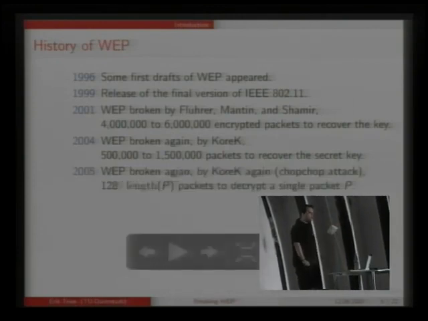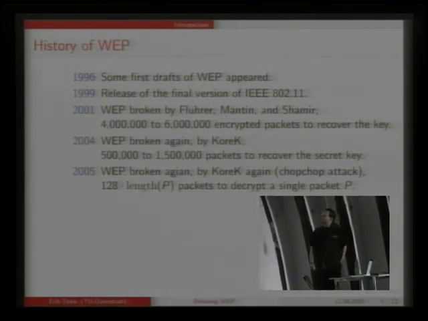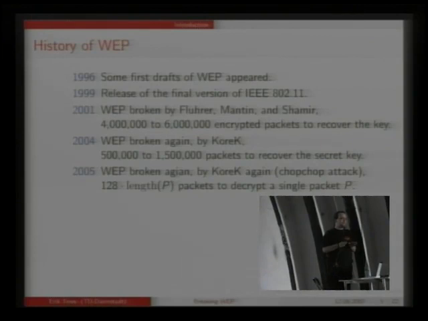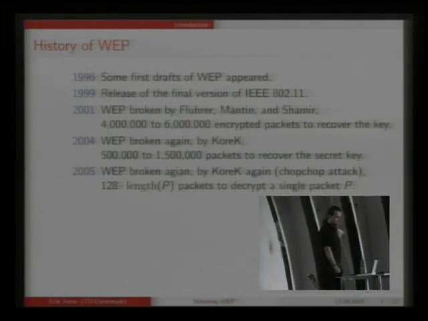And in 2005, WEP was broken again. And this is another attack on WEP, which means that you can decrypt single packets without the need to discover the secret key. So after you have received a very short packet, you can decrypt the single packet without discovering the secret key by sending 128 times the length of the packet in bytes to the network, which is much faster than receiving 500,000 packets from the network and discovering the secret key.